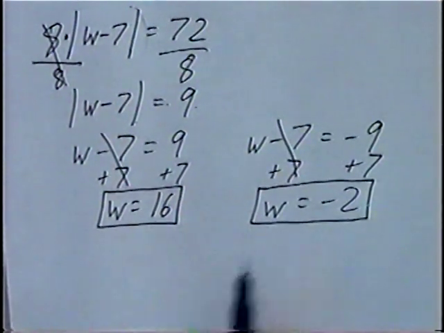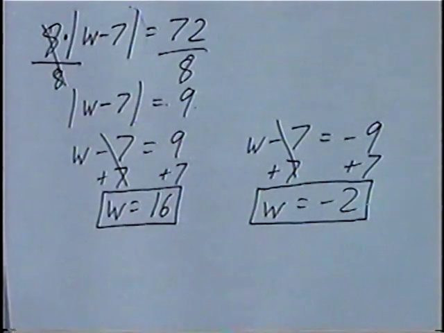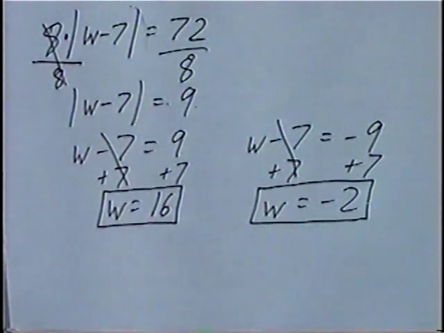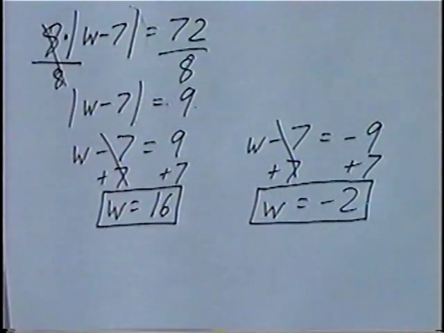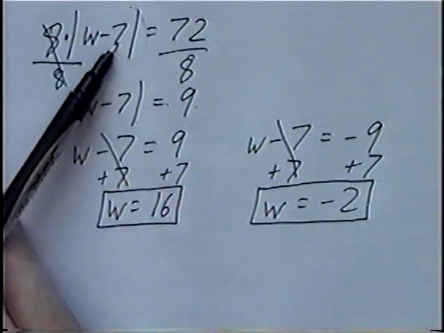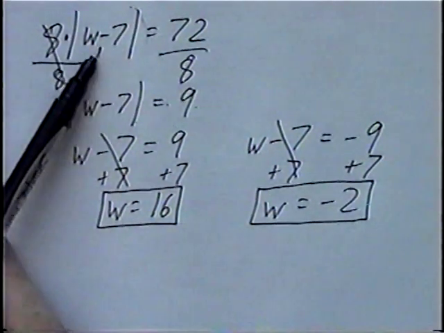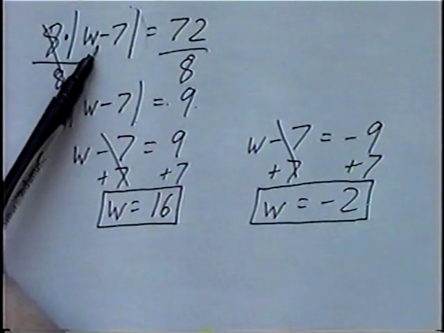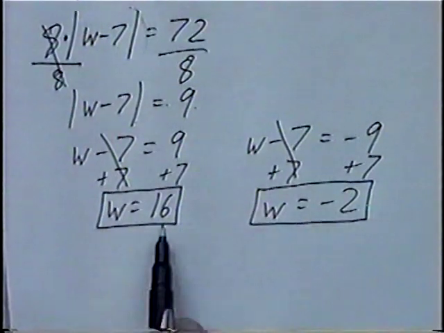Again, we have two possible answers for the absolute value equation. Keep in mind, especially for absolute value equations, you want to plug the numbers back into the original equation. For example, if we have 16, 16 minus 7 would be 9. The absolute value of 9 is also 9. 9 times 8 is 72, so the first one works.